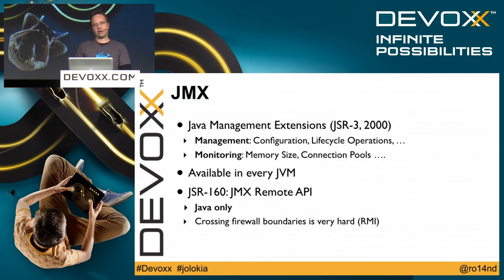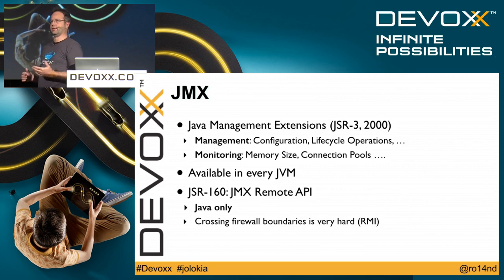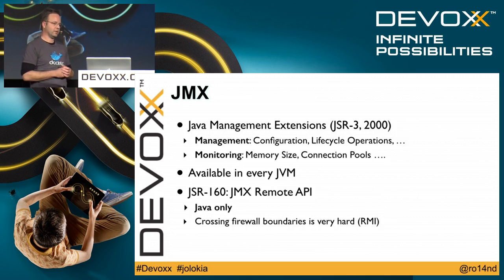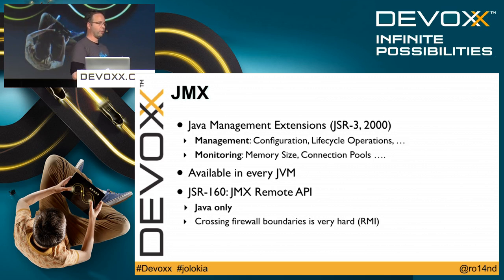Another pain point of JSR 160 is that crossing firewall boundaries is really hard. The reason lies in the network protocol. It's RMI, and if you know RMI, it has a bit of a handshake at the beginning, and then the client and the server settle on some ports. So it's not a fixed port from the very beginning, and you have to open up a whole port range in your firewall if you want to access JMX via RMI. This is not something your sysadmin is usually keen on.